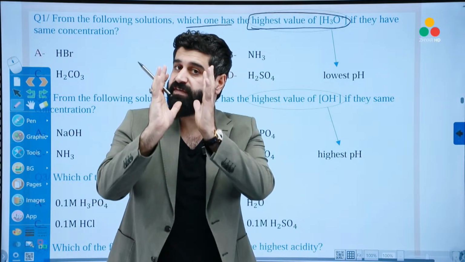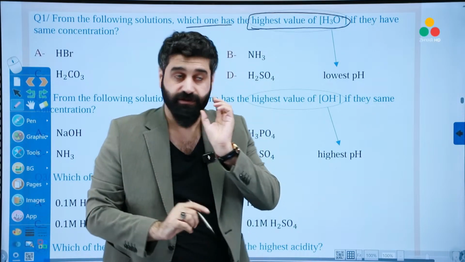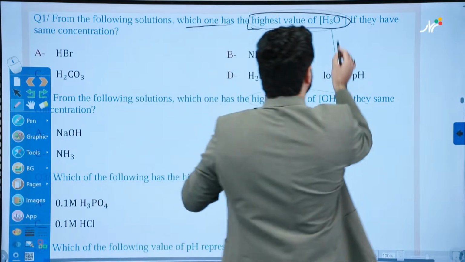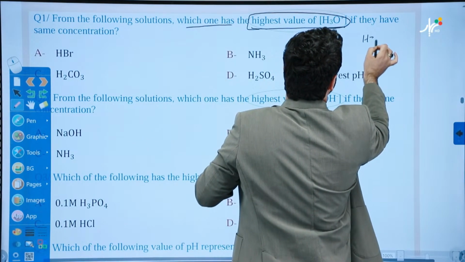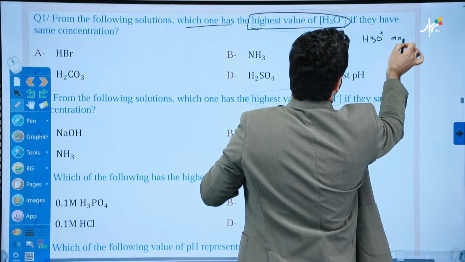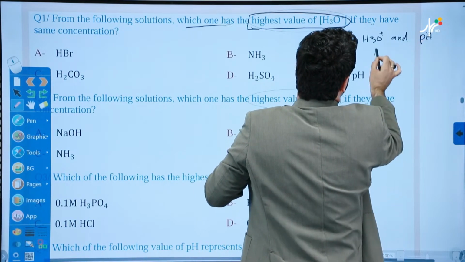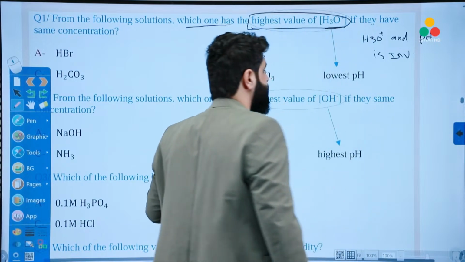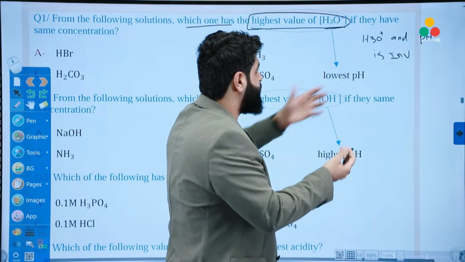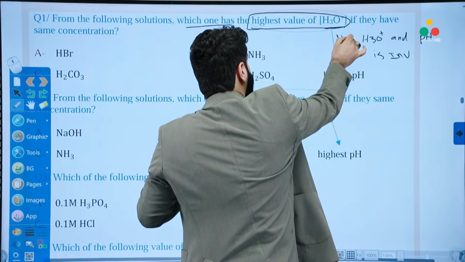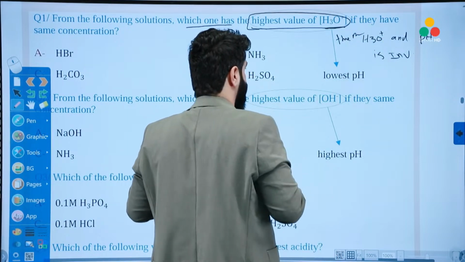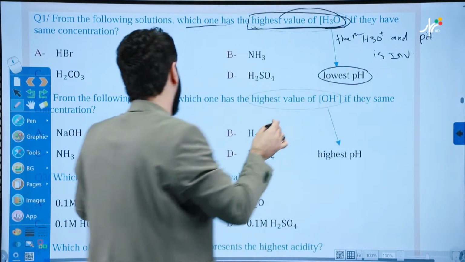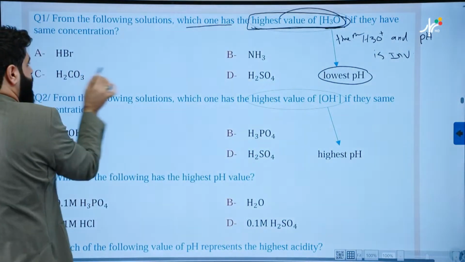We will answer all of these questions by pH. Highest value of H3O, it means the relation between H3O and the pH is inverse. H3O and OH, they are inverse. So the relation is inverse. Highest value of H3O means lowest pH value. How to solve this?